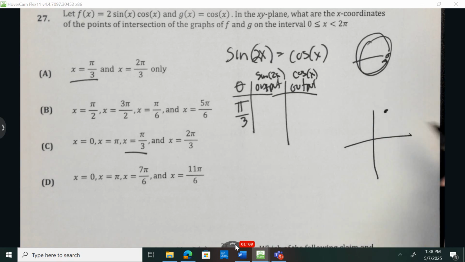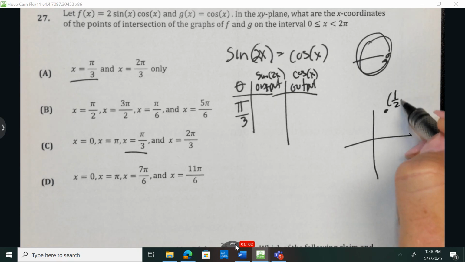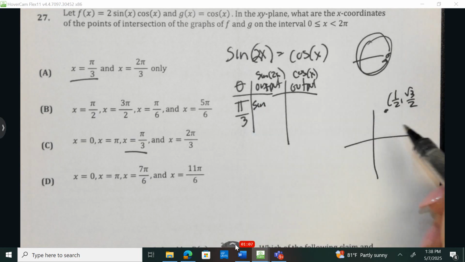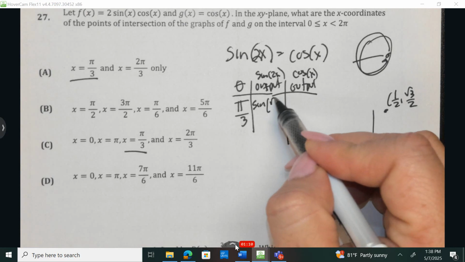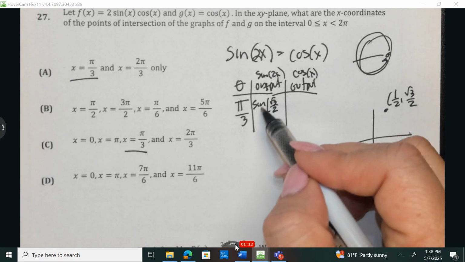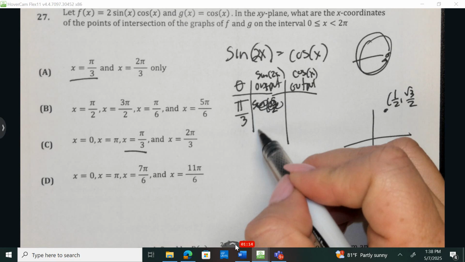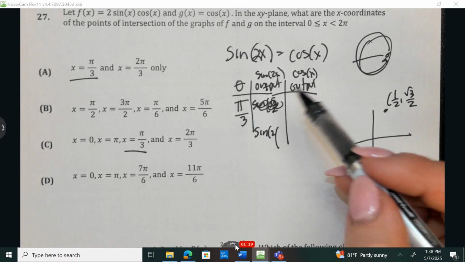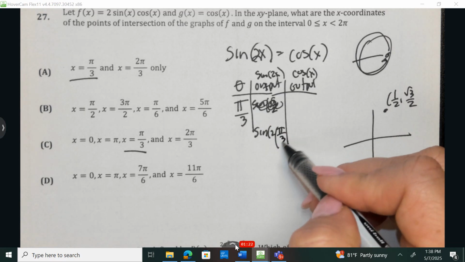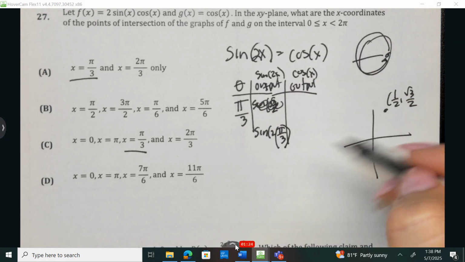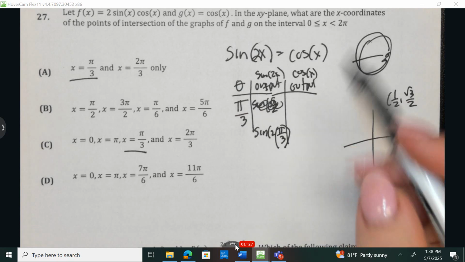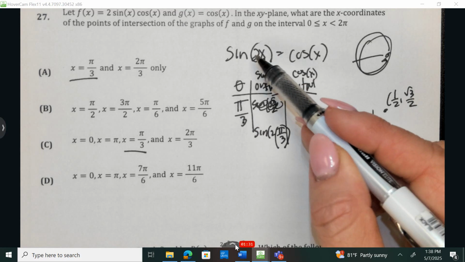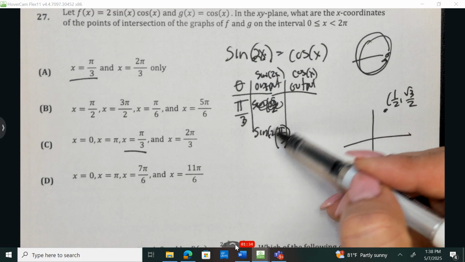So pi over 3 is right here and has ordered pair of 1/2 and the square root of 3 over 2. Sorry, I've got to go back there. We have the sine of 2 times pi over 3. I don't really like this thought process, so let's go back up here. I'm inputting pi over 3 into this function. 2 times pi divided by 3 gives me 2 pi over 3.